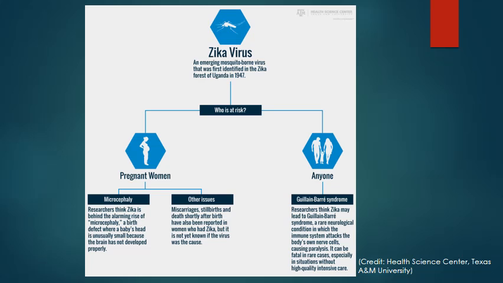Some problems detected on fetuses and infants that were infected with Zika virus before their birth include vision and hearing deficits and impaired growth. There have also been increased reports on Guillain-Barré syndrome, which is an unusual sickness of the nervous system, and it can happen to people of all ages.